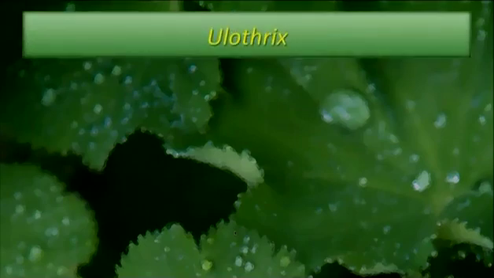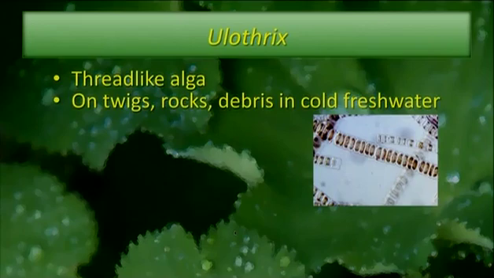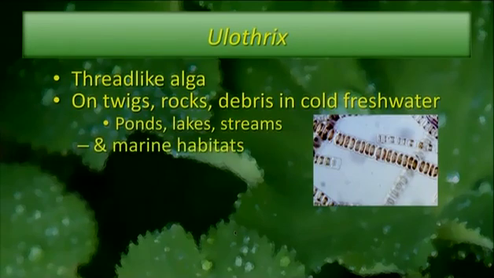Now another kind of alga is called Ulothrix. It's a thread-like alga. It grows on twigs and rocks and debris in cold freshwater areas such as ponds, lakes, and streams. And there are some that live in marine habitats. So Ulothrix, of course, is the genus name of this alga.